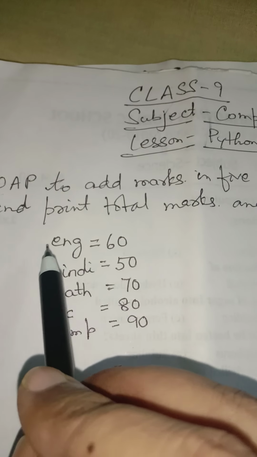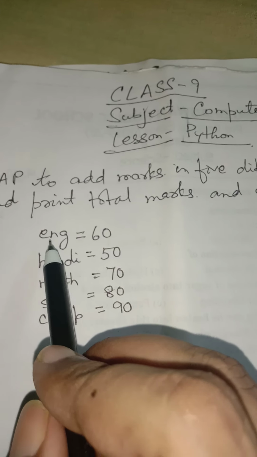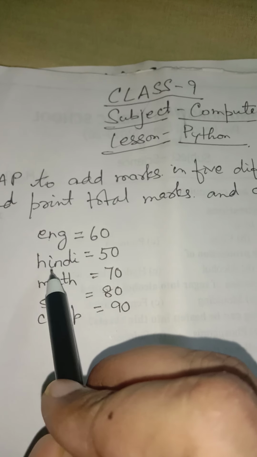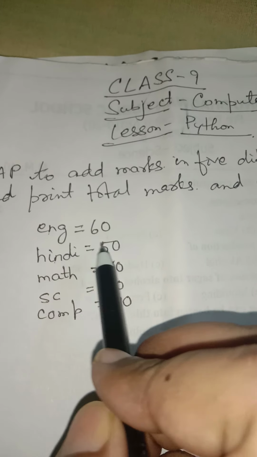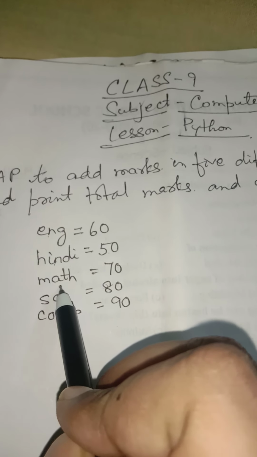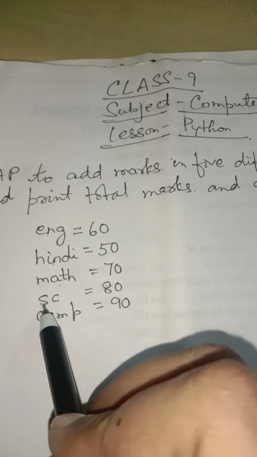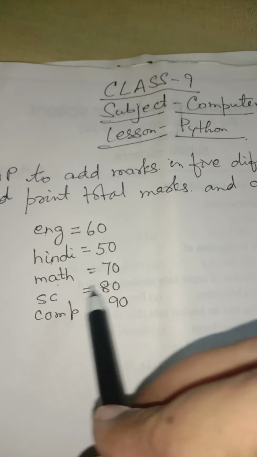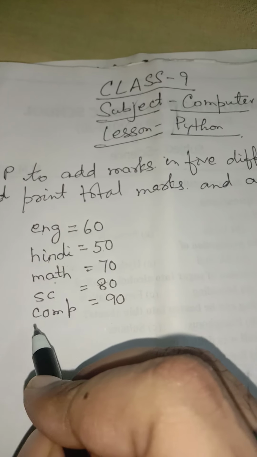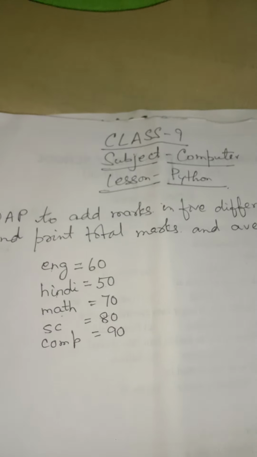So now here I have taken 5 variables of 5 different subjects. English is the variable name, and 60 is the value that is assigned to it. Hindi is the variable name, 50 is the value that is assigned to it. Math is the variable name, 70 is the value assigned to it. SC stands for science, so SC is a variable name, 80 is the value assigned to it. And COMP stands for computer, so it is a variable name, and 90 is the value assigned to it.